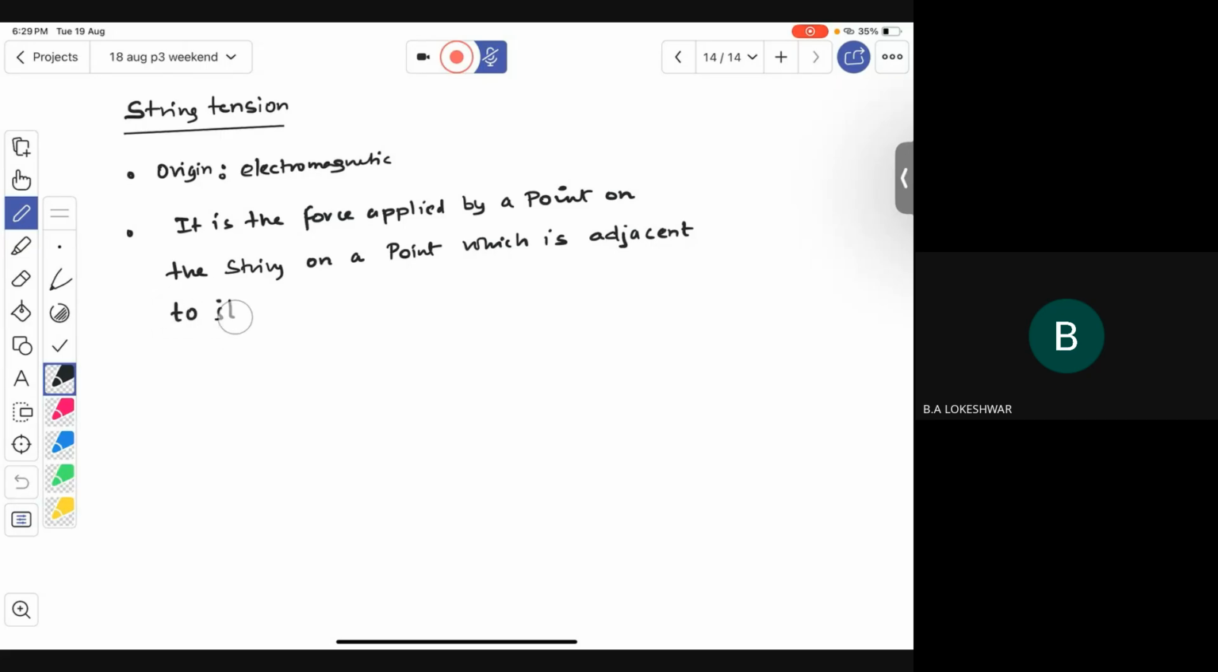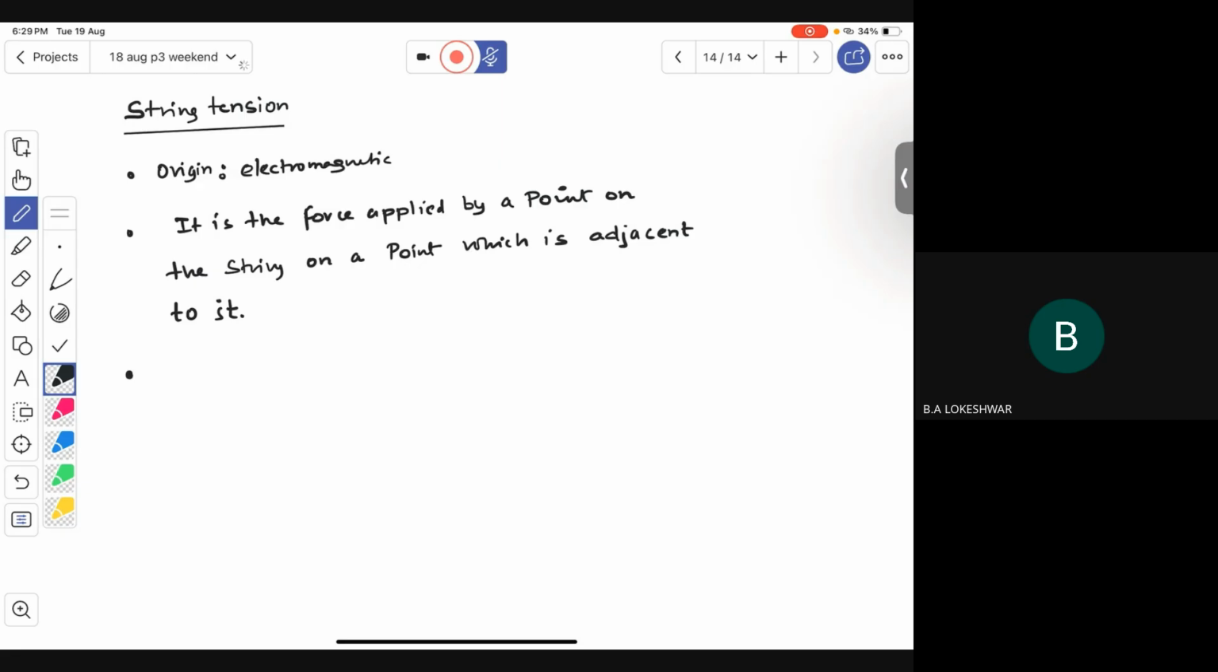So I make up my own definition, so sometimes it may not be grammatically correct, but I hope it is making sense. It is the force applied by a point on the string on a point which is adjacent to it. So if a point applies a force on a point next to it, then the point receiving the force is also going to apply the same exact force on the point which is applying a force on it. I hope it is making sense.